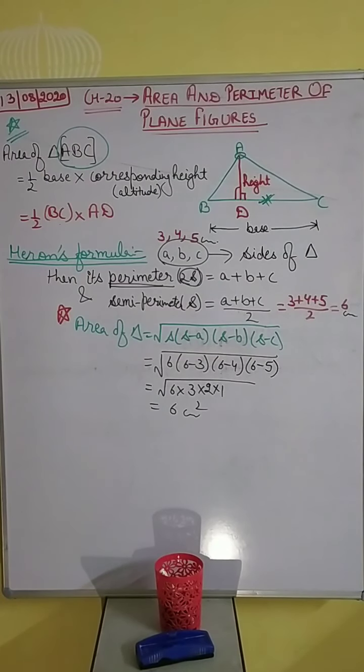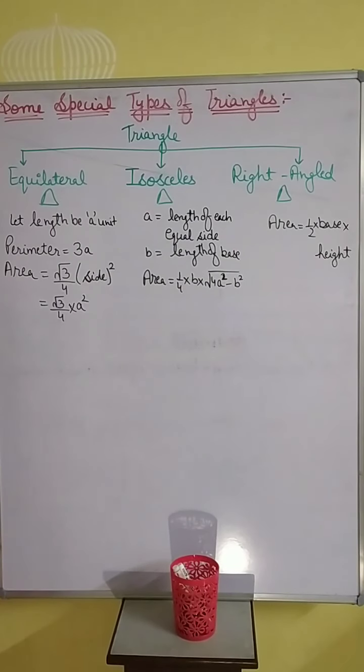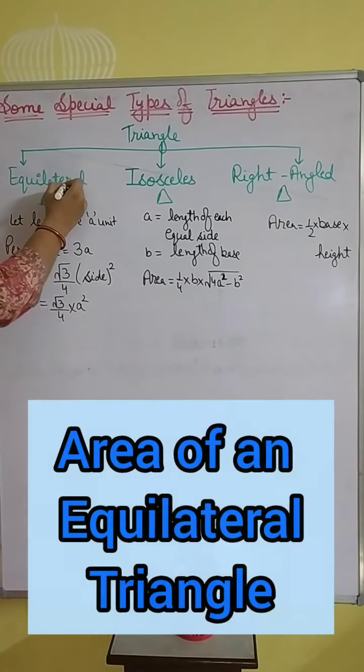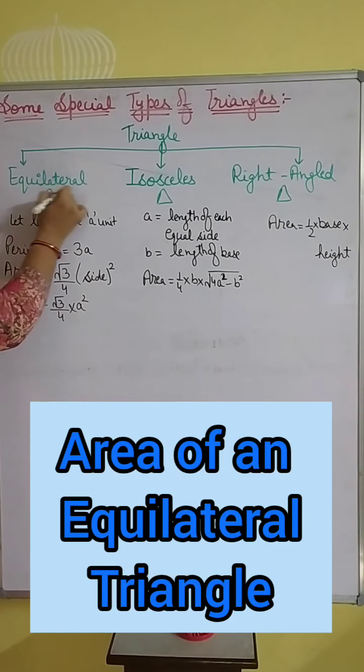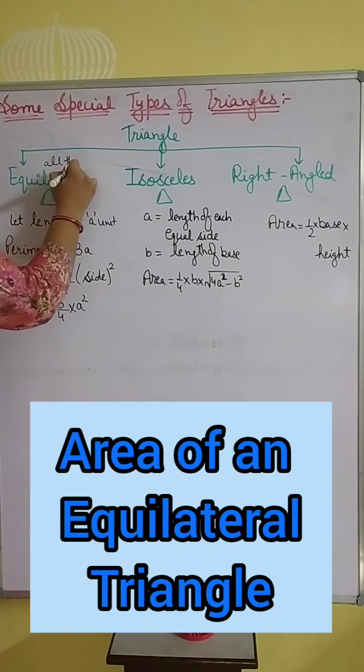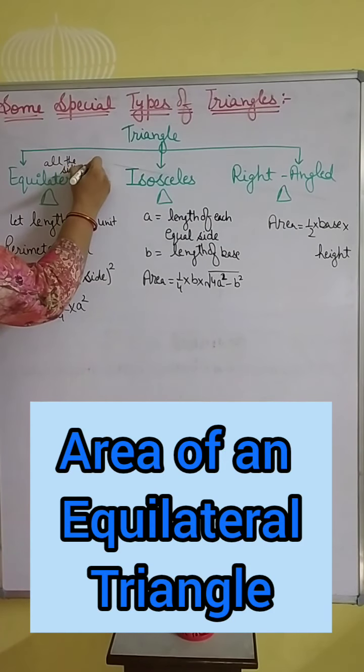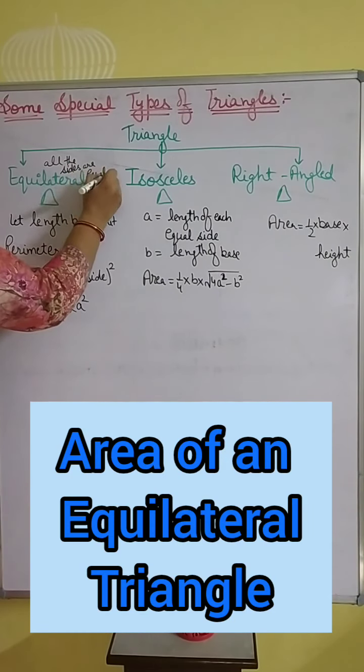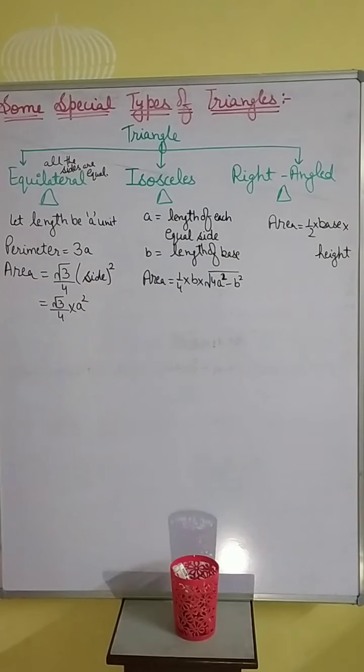Now come to the next one, some special types of triangles. So in this chapter we are going to deal with 3 types of triangles: equilateral, isosceles and right angled triangle. Equilateral triangle. We all know that the equilateral triangle is a triangle in which all the sides are of same length. All the sides are equal. ठीक, ये है हमारे पास equilateral triangle.